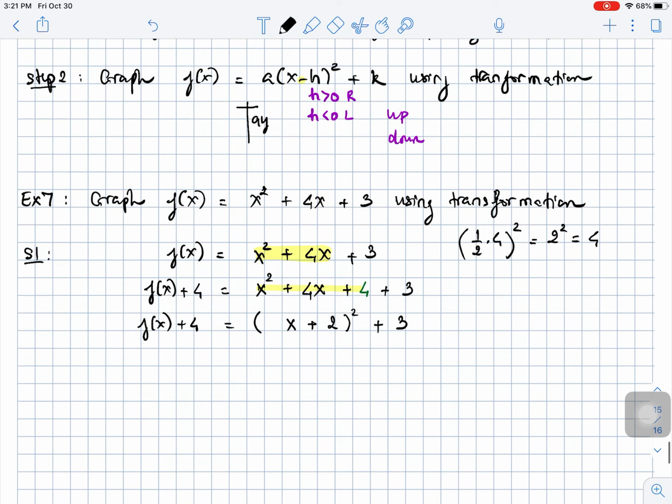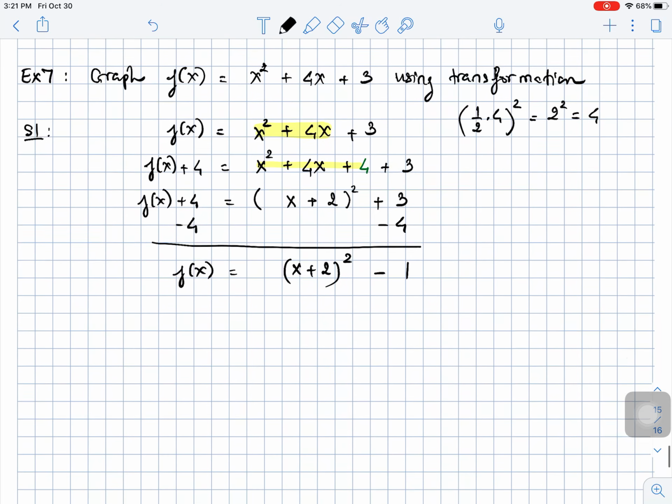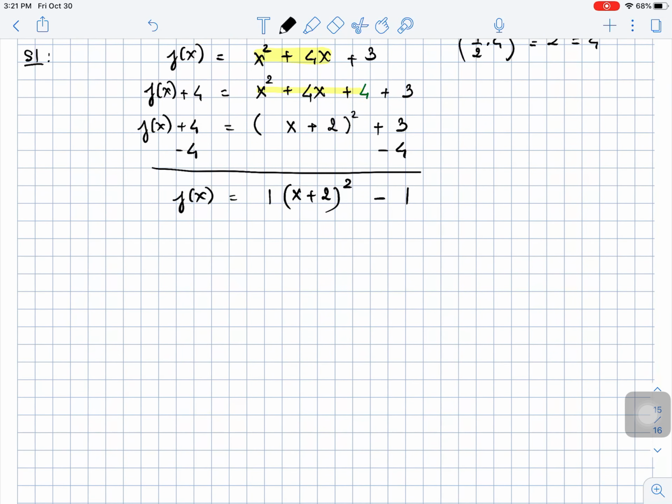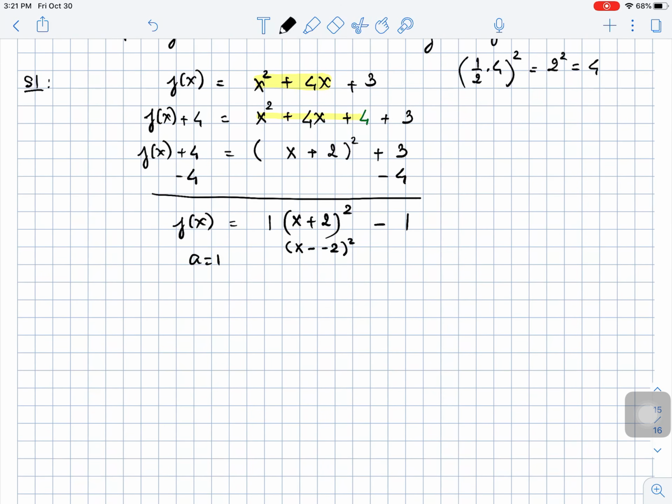Now we can complete the square. So we get x plus 2 times x plus 2. That is x plus 2 squared. The number is 3. We copy down. So the x squared plus 4x plus 4 give us x plus 2 squared. That's why we copied the number 3. But we notice that we want to solve for the function f of x, then we will minus 4 on both sides to get f of x by itself. So x plus 2 squared minus 1.